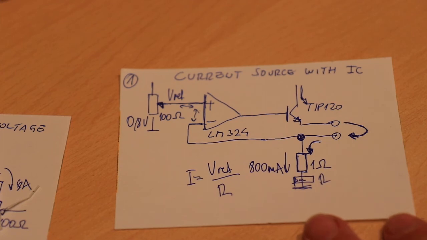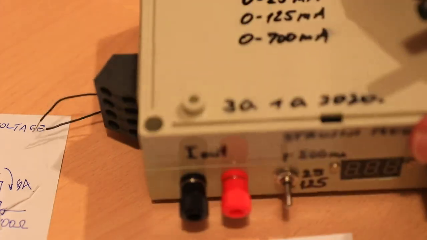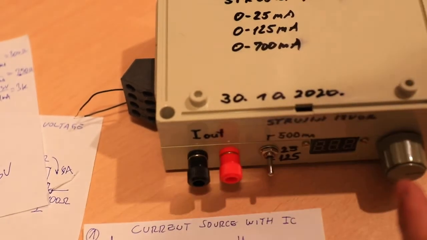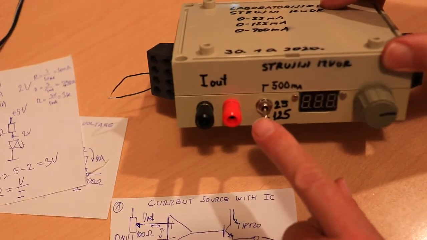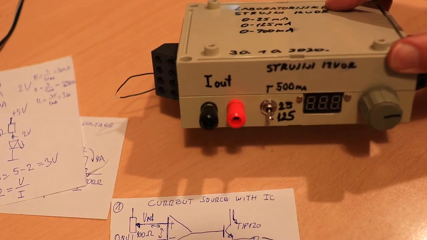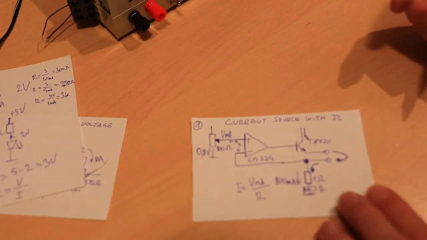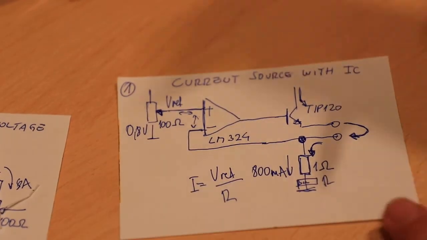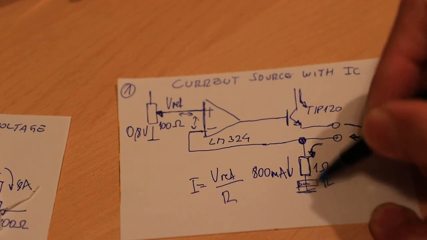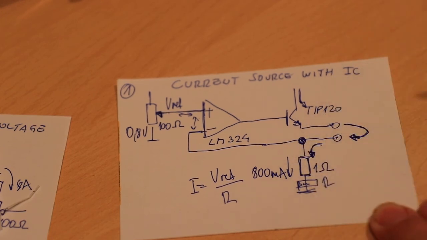In practice, we can adjust current in several ranges: 0 to 25, to 125 and to 500 milliamperes. So we are doing this with the switch when we are putting a higher resistance here, a higher feedback resistance.